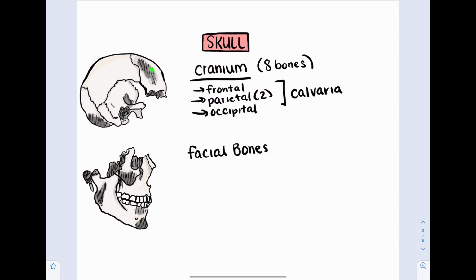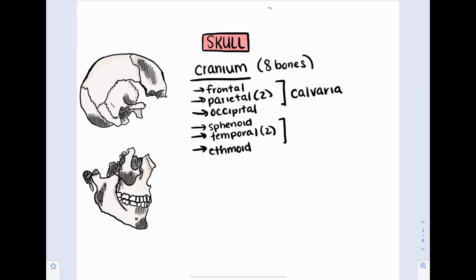So the calvaria is this part right here. So we have the frontal bone, the parietal bones, and the occipital. So it's kind of like that little cap on top. Below that makes up the cranial base. And so the cranial base is made up of the sphenoid, the temporal bones, there's 2 of those, and the ethmoid bone. And those make up the cranial base.